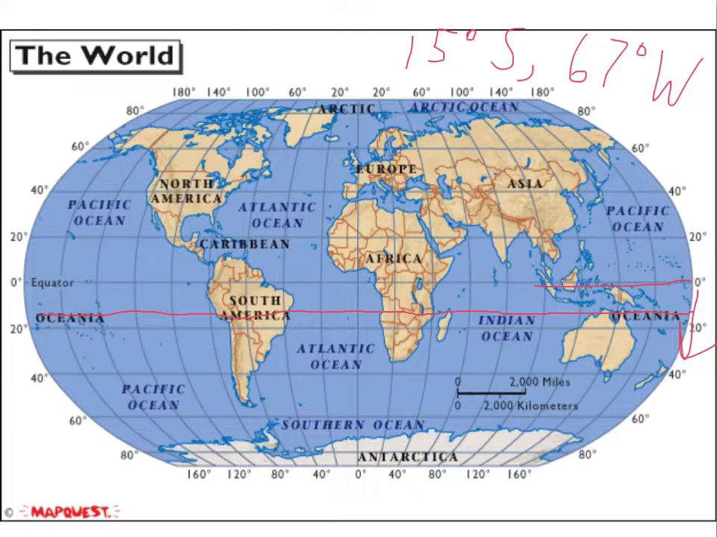67 degrees west. All right. West longitude means to the left of the prime meridian. Here's the 40, here's the 60, here's the 80. So it's between the 60 and the 80, about a third of the way towards 80 degrees west. And we follow this up, or we just look there because we're getting good at this skill, and we see it's right about there. And that is La Paz, Bolivia.